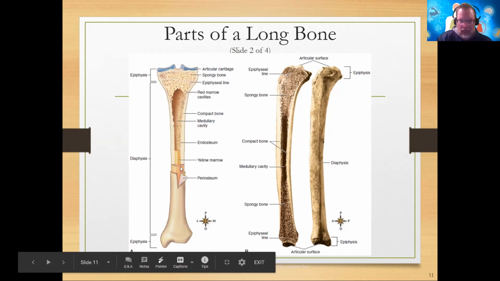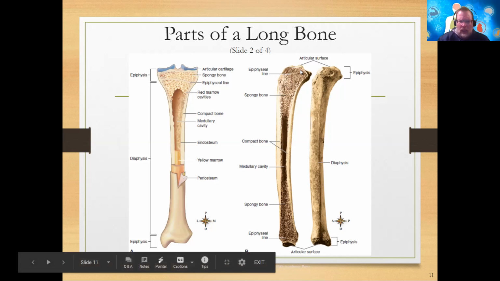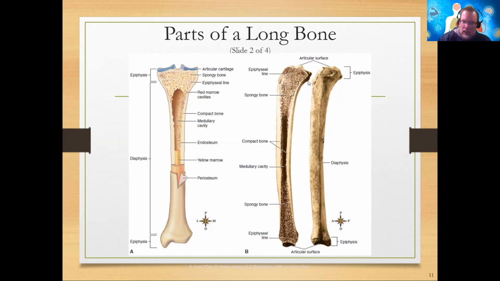Again, we see the periosteum, and then we also see that compact bone layer. And notice too, the compact bone does come all the way up. This is an illustration, by the way, letter A. Letter B over here is an actual image of a bone. So anyway, you can see the compact bone is more dense. And then on the inside, we have that spongy bone or trabecular bone.